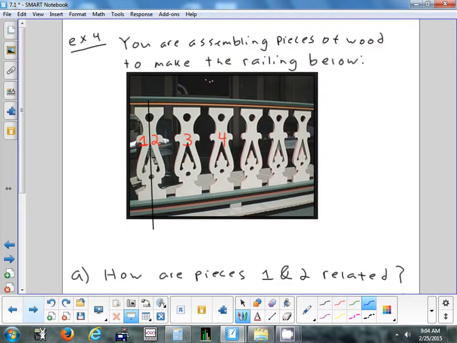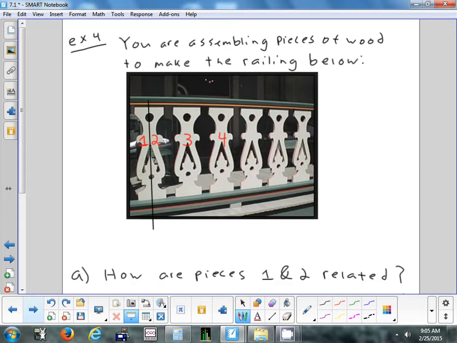Okay, the next one says you are assembling some pieces of wood to make a railing. And the first question asks how pieces 1 and 2 are related. Okay, how could you describe that? How are pieces 1 and 2 related in that railing? Let's say these pieces come in half pieces. So each section of this railing is really 2 pieces put together. So think of it that way.